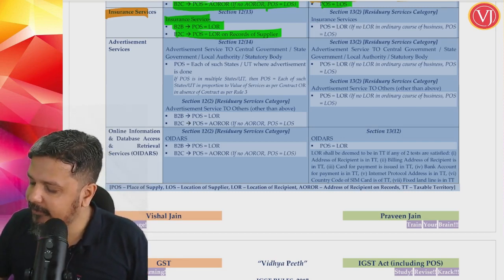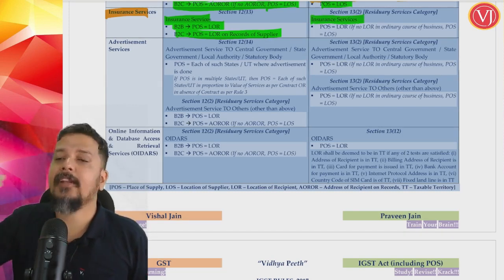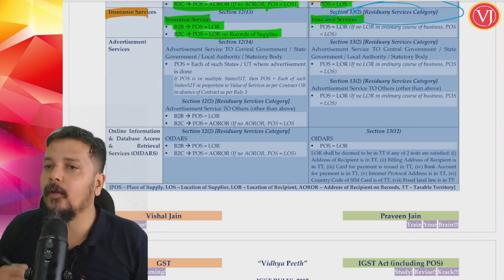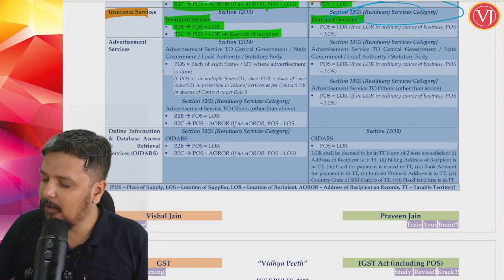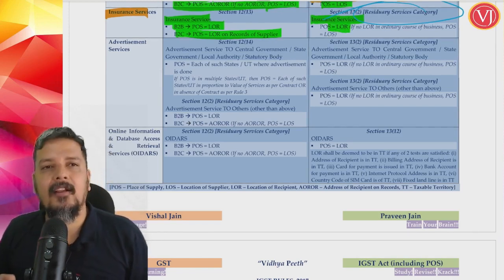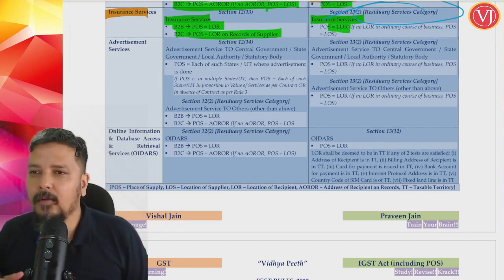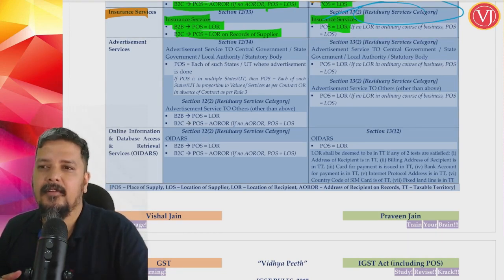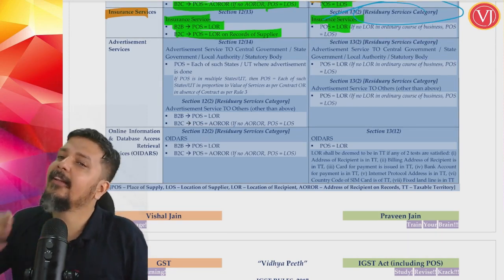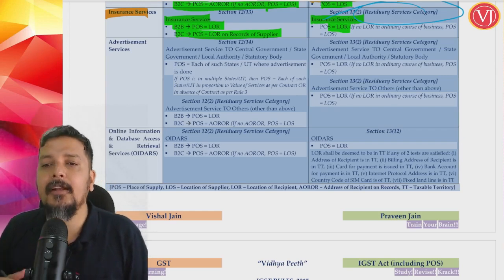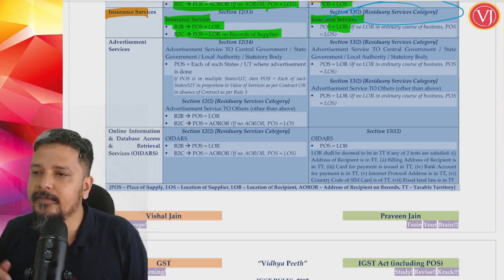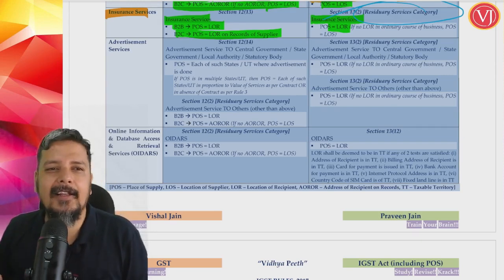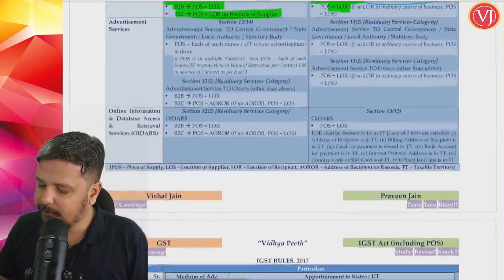Now, if it is section 13, they go with the residuary provision. They don't have a specific provision. What is the residuary provision? It is LOR. Understand that the exception will not work out, because surely it will be available. Only if it is not available in the ordinary course of business will you go with LOS, but this will not clearly be there in this particular scenario.